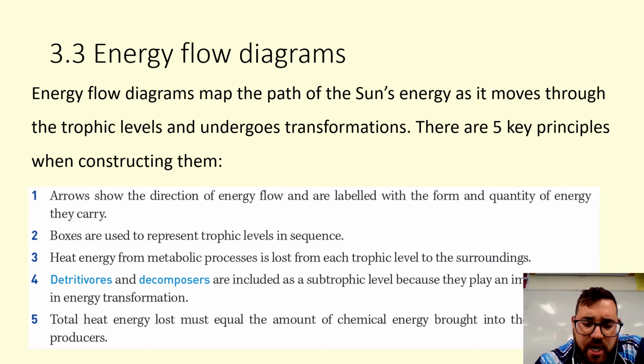Energy flow diagrams, generally, some of you got this wrong in the data test. A key part is that arrows show the direction of energy flow. So they are pointing to the thing that is doing the consuming, the thing that is doing the eating. Boxes are used to represent trophic levels in sequence, as you can see in that previous picture. Heat level from metabolic processes is lost at each energy trophic level, and we usually represent that by an arrow leaving that trophic level. Detritivores and decomposers are included as a subtrophic level, and we'll see some examples of that.